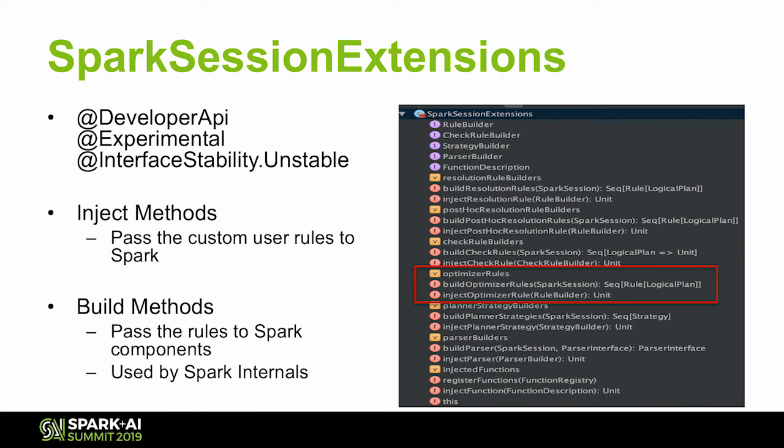So in here, I'm showing the class structure of SparkSessionExtensions. Basically, broadly, there are two types of methods in here. There are inject methods, and there are build methods. The inject methods are the methods that you would use to pass your custom user rules to Spark. And the build methods are the methods that Spark will use internally to pass it to the different components of Spark. And it is a developer API, and it is marked experimental.